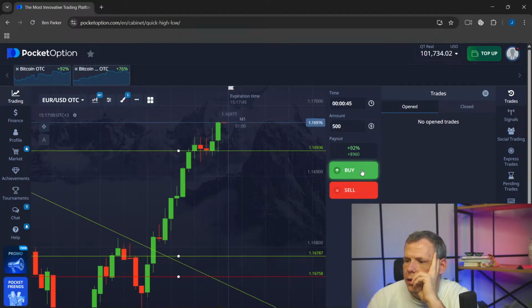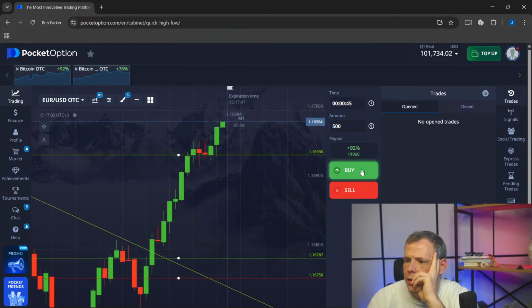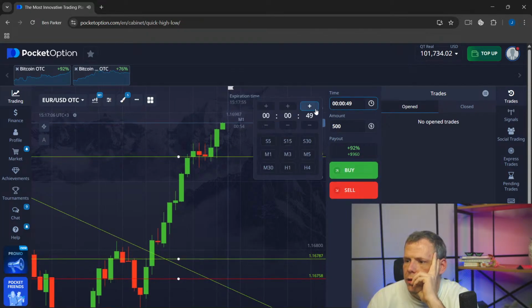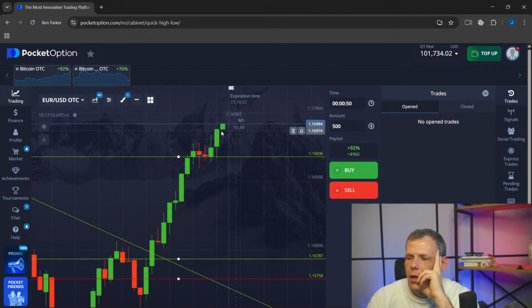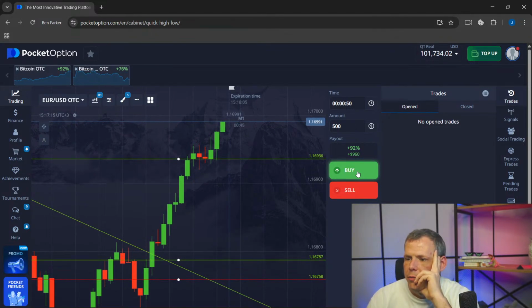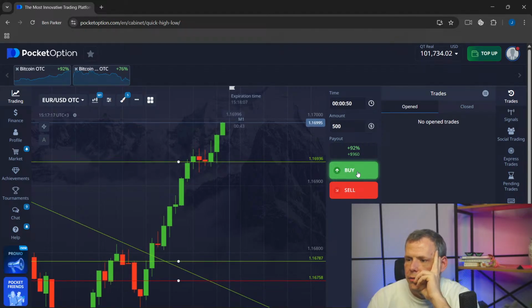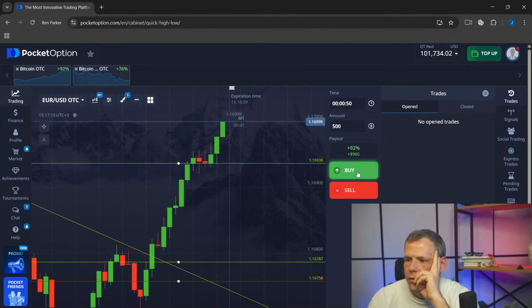We're gonna wait for this to come down just a taste. Maybe crank up the time. Yeah. See, as that candle's forming, we don't want to jump in it right now because everybody's jumping in on that candle. We don't want to do that.